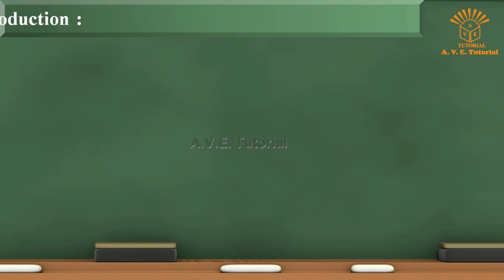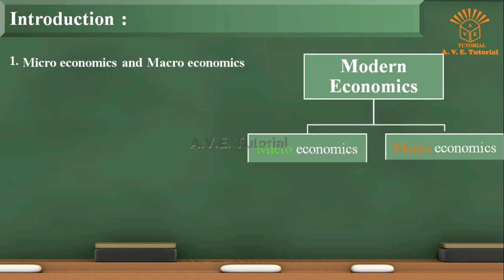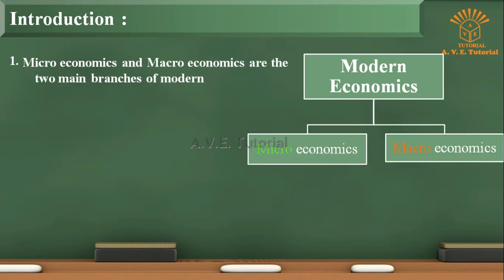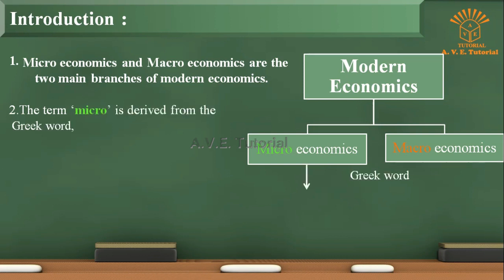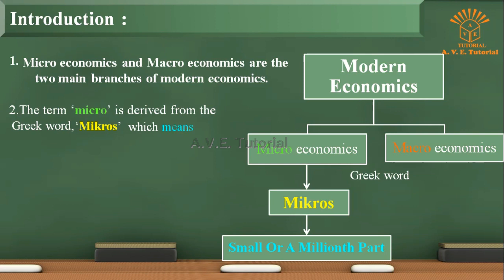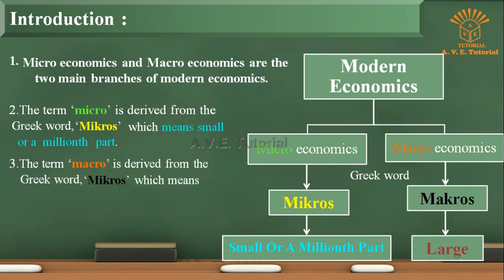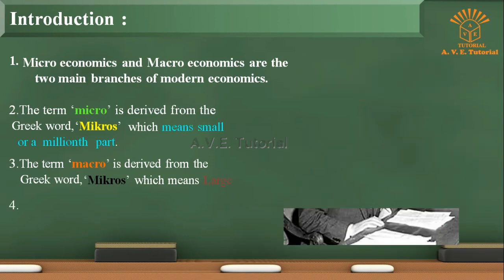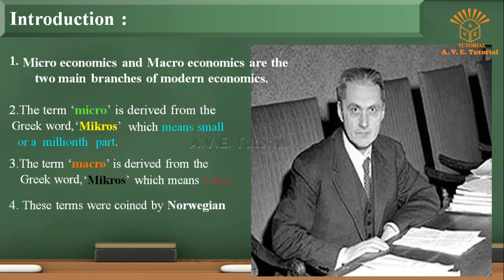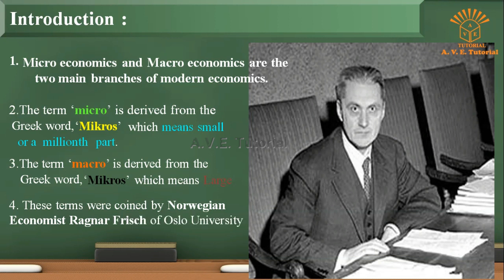Introduction. Microeconomics and macroeconomics are the two main branches of modern economics. The term micro is derived from the Greek word mikros, which means small or a millionth part. The term macro is derived from the Greek word makros, which means large. These terms were coined by Norwegian economist Ragnar Frisch of Oslo University in 1933.